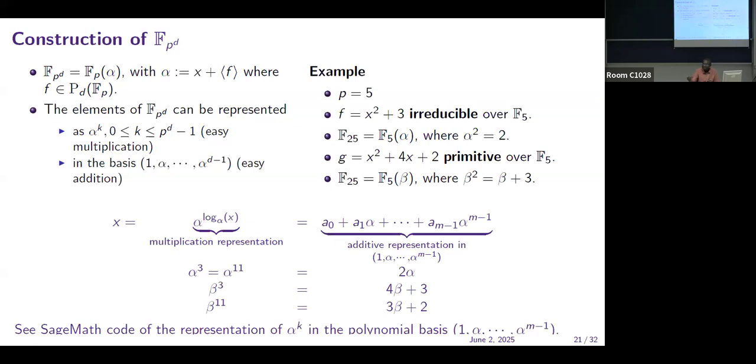For example, we take p equal 5. The first polynomial is irreducible over the finite field F5. We have F25 by this construction, F5(alpha), where alpha squared equals 2. I explained that.